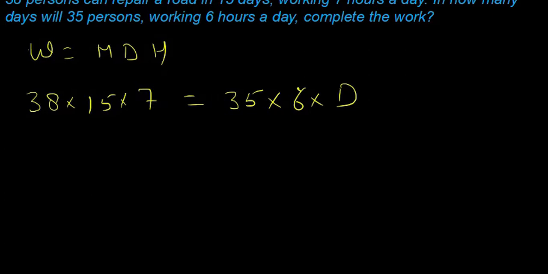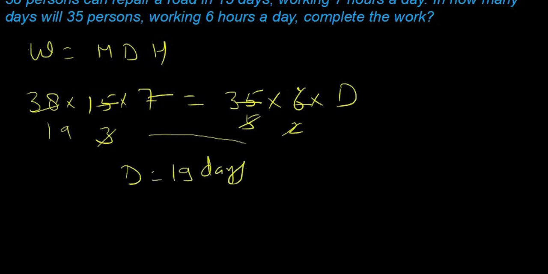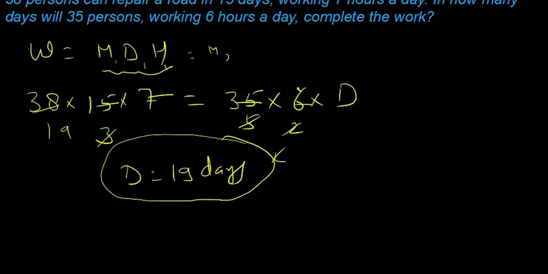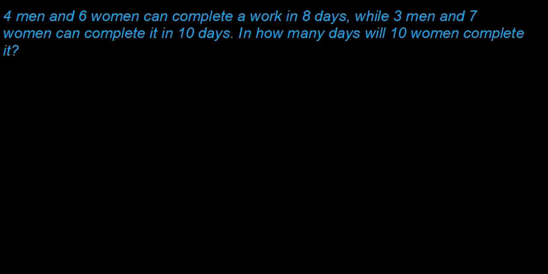So 7 5s are 35, 5 3s are 15, 3 2s are 6, and this is what, 19. So D is what, 19 days are required to complete this one. So that is another example of MDH, one time of M1 D1 H1 is equal to another time of M2 D2 H2. Okay, let's come to the next part.